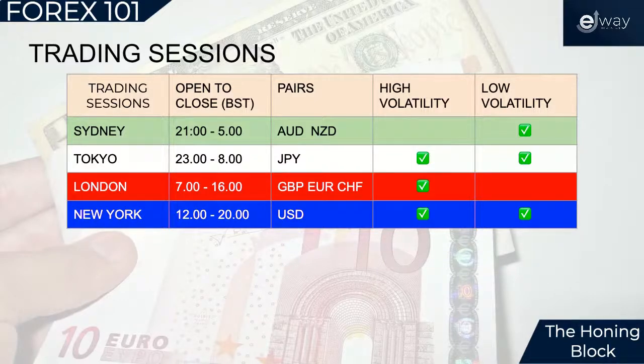And then following that, we have the London session, which begins at 7 a.m. and ends at 4 p.m. And the main pairs that are traded there, naturally, we have the Great British Pound. EUR stands for the Euro. And then CHF actually stands for the Swiss franc. And again, as I said, there are other currencies traded during that time, but these are the main ones that have the most action, the most liquidity behind them.